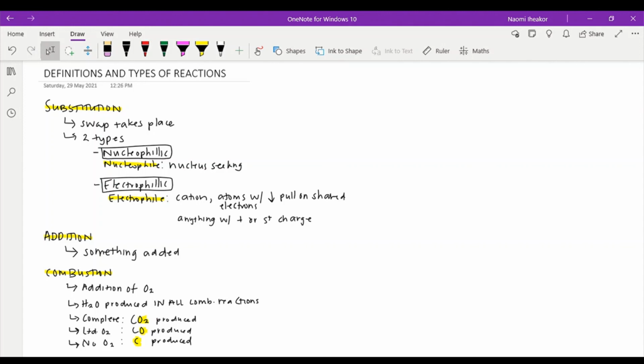Now, if we have excess oxygen in the atmosphere where the combustion reaction takes place, we're going to have water and carbon dioxide produced. If we have limited oxygen in the atmosphere where we're going to do our combustion reaction, we're going to have water and carbon monoxide produced. And if we have no oxygen available as we do this combustion reaction, we're going to have water and just carbon produced.